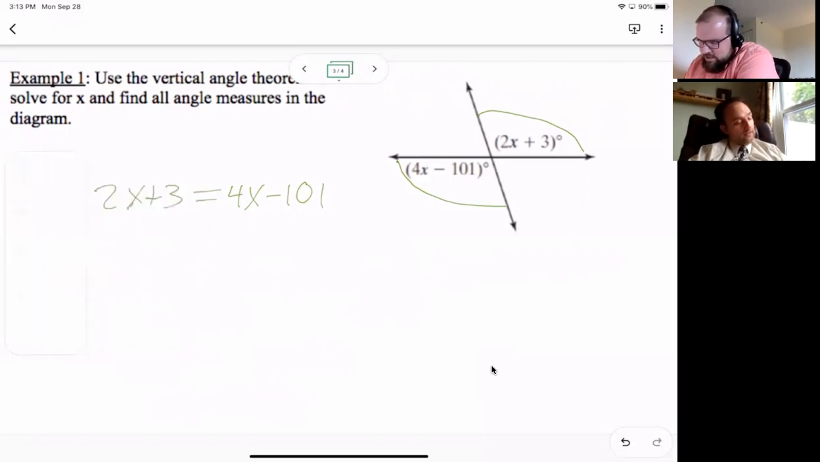Yeah. So we know that this is true, and this is true because vertical angles are congruent. I'm just going to call it VA for vertical angles.